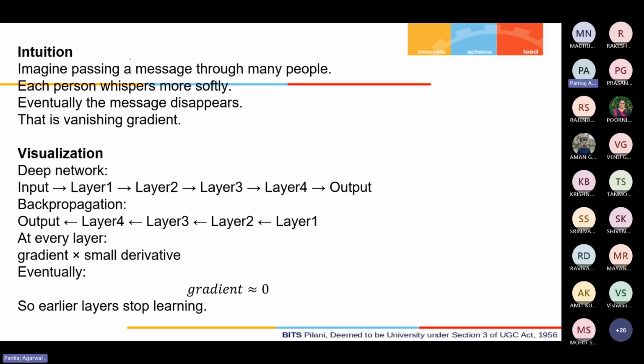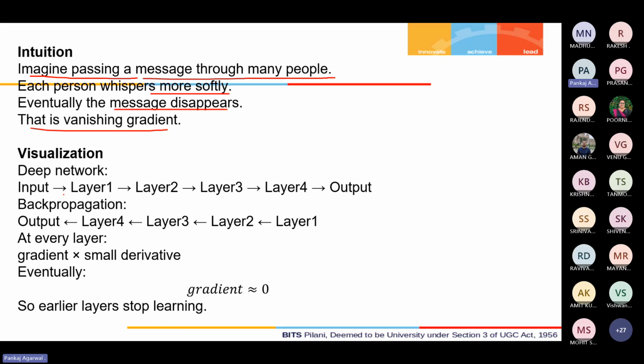Yeah, this could be a very simple thought process that you can understand. I should have inserted this. Suppose, imagine that you are passing a message to many people who are standing in a queue, for example. Every person whispers the message very softly, so eventually the message would disappear by the time it reaches, suppose, the 10th person in that queue. That is called a vanishing gradient.